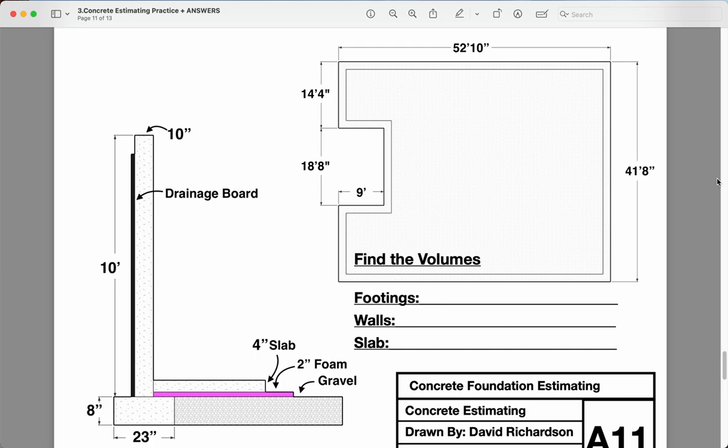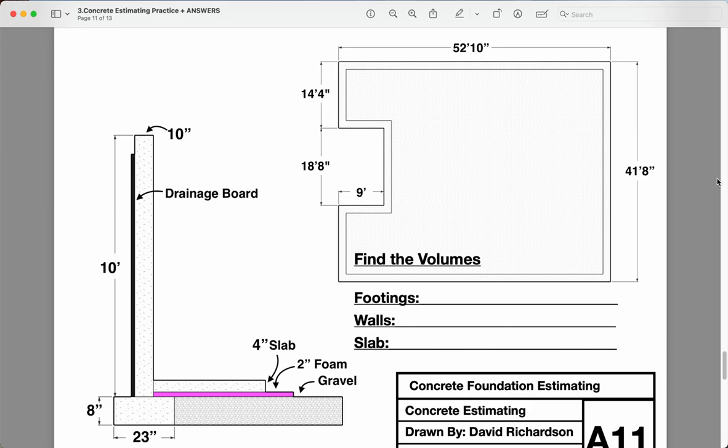Hey folks, I wanted to give you a run through of calculating another foundation. So we're going to be looking to calculate the volumes for the footings, the walls, and the slab. And like with the other shape, there is a trick to this particular shape, and I'll show you that.